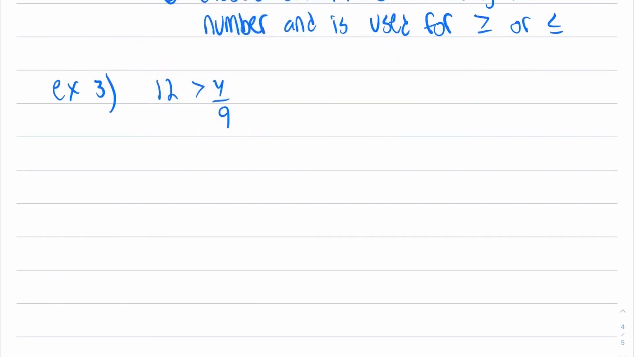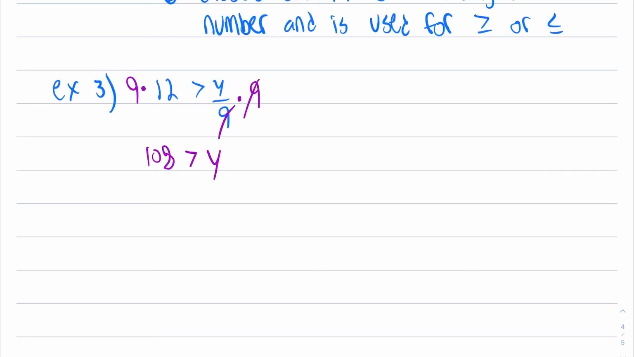$12 is greater than y divided by 9. To solve this like normal, we multiply by 9. These 9's on the right balance out. Y is less than 9 times 12. 9 times 10 is 90. 9 times 2 is 18. Add those 2 things together, you get 108. Y is less than 108, or you could read that as 108 is greater than y.